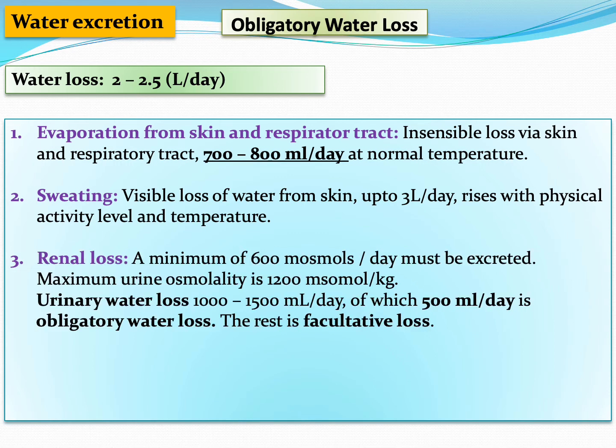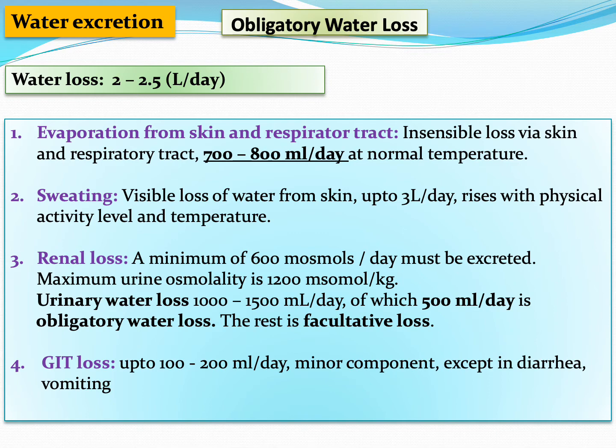Number 3, loss via kidneys. A minimum of 600 milliosmol per day must be excreted. Maximum urine osmolality is 1200 milliosmol per kilogram. Therefore the urinary water loss is 1000 to 1500 ml per day, of which 500 ml per day is obligatory and the rest is facultative loss. Loss through the GIT is up to 100 to 200 ml per day. This is a minor component except in diarrhea and vomiting.